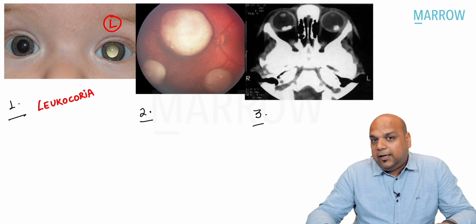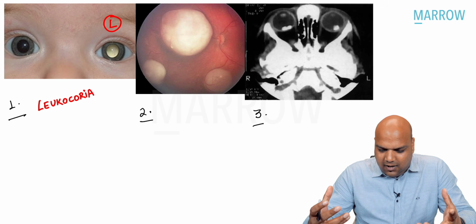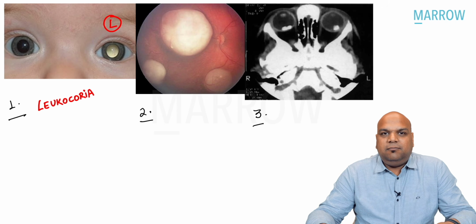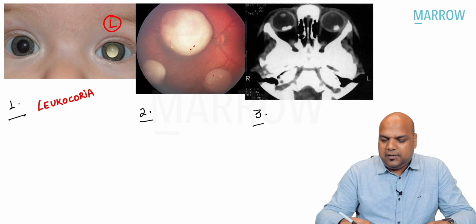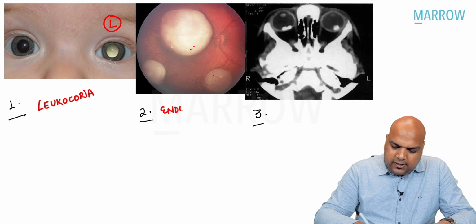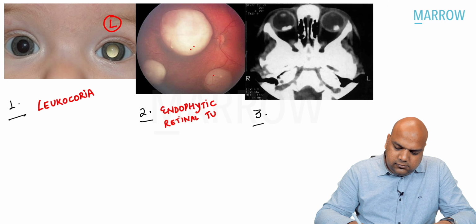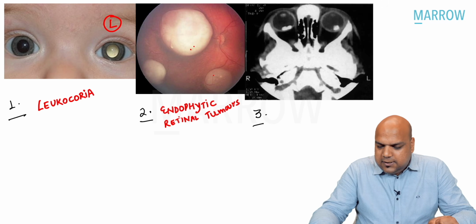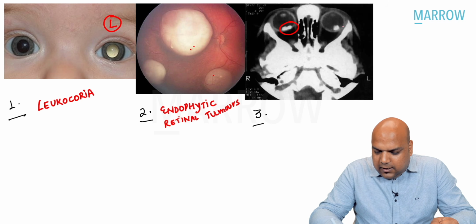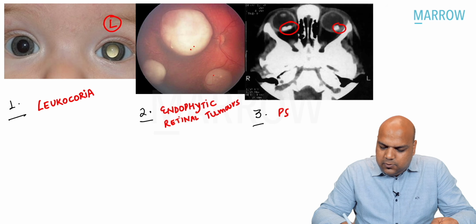Number two, what can we see? We can see a fundus image. But in the fundus, we can see some large tumors. Yes, fundus, large tumors growing endophytically. So can I say endophytic, growing inside the cavity? Endophytic retinal tumors, just for the lack of any other description. Number three, it's a CT scan MRI image where we see intraocular calcification, posterior segment calcification.